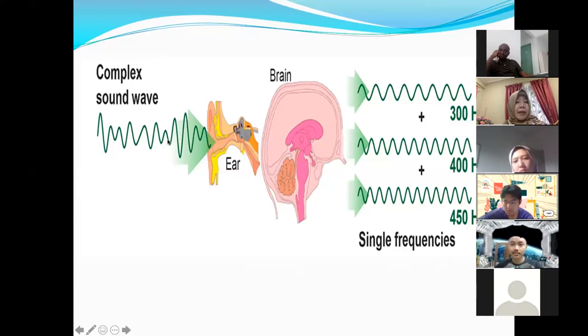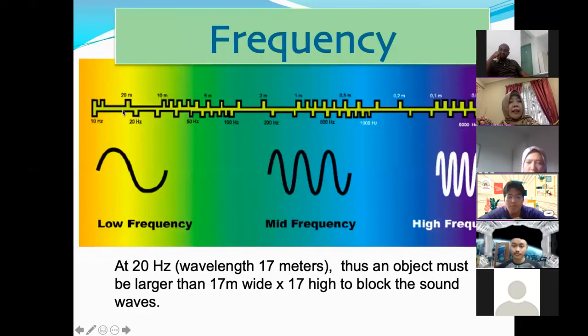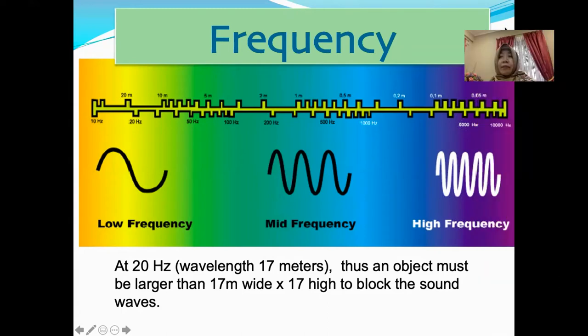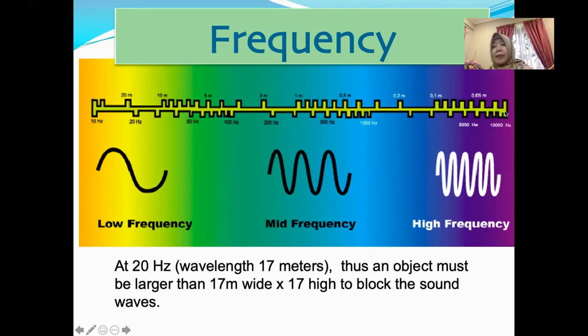The method to know the frequency is by measuring using this sound level meter type 1. Not every sound level meter can measure the frequency, only type 1. This diagram shows the frequency of sound from 10 hertz to 10,000 hertz, but our ears can hear 20 to 20,000.